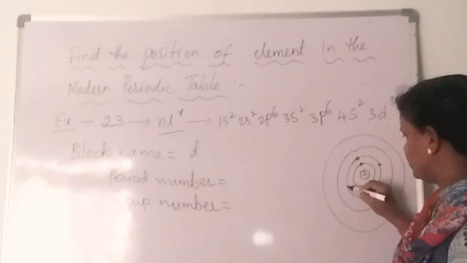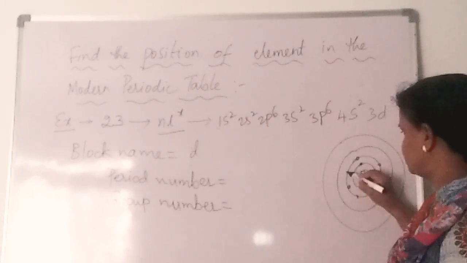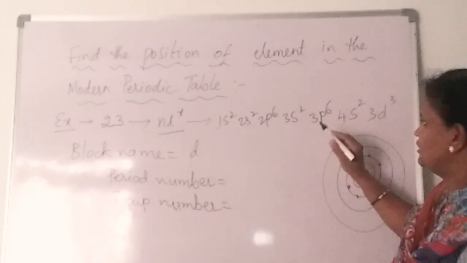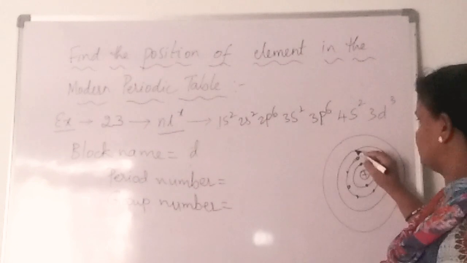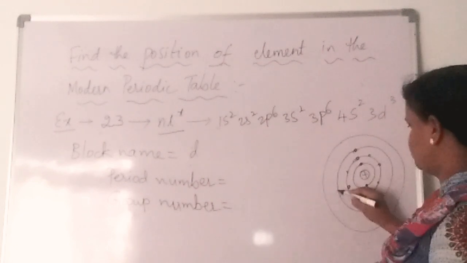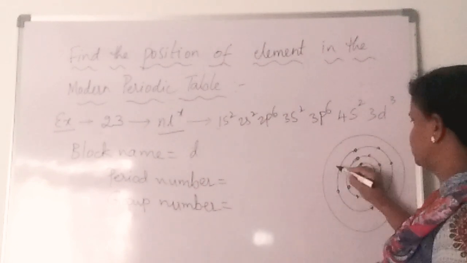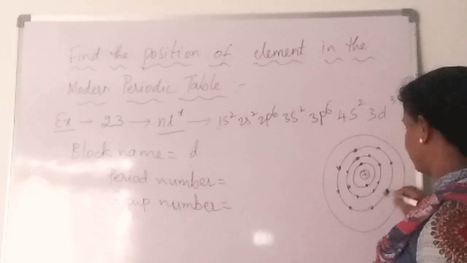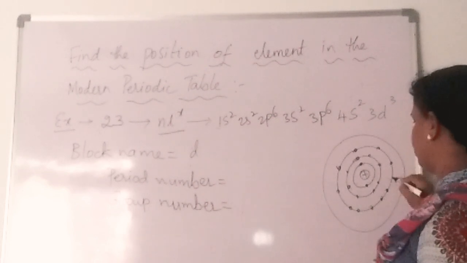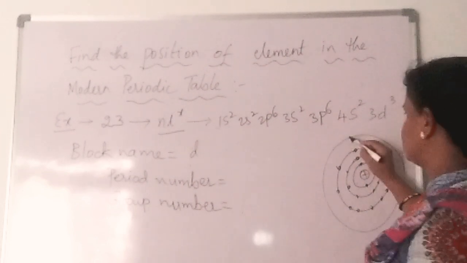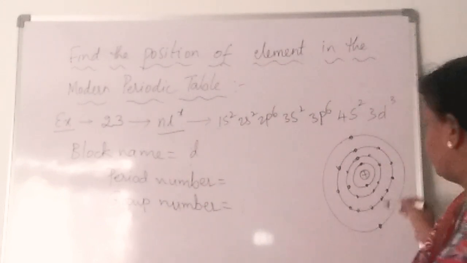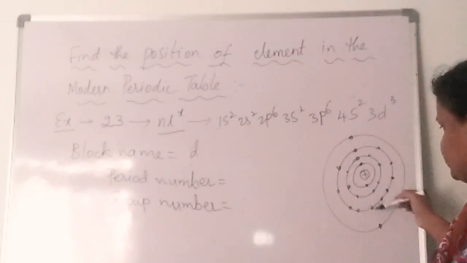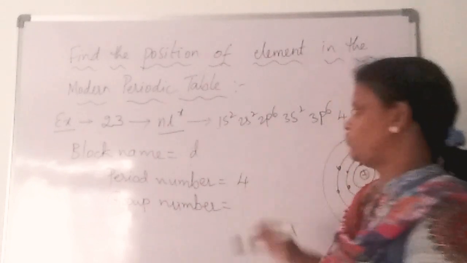Along with that, the first shell contains 2 electrons. The second shell contains totally 8 electrons. The third shell, if you see, 2 plus 6, 8, 8 plus 3, totally 11 electrons are present. The last shell contains 2 electrons. This is the 4th shell. So period number means how many shells are present? 1, 2, 3, 4. The total number of shells is 4.